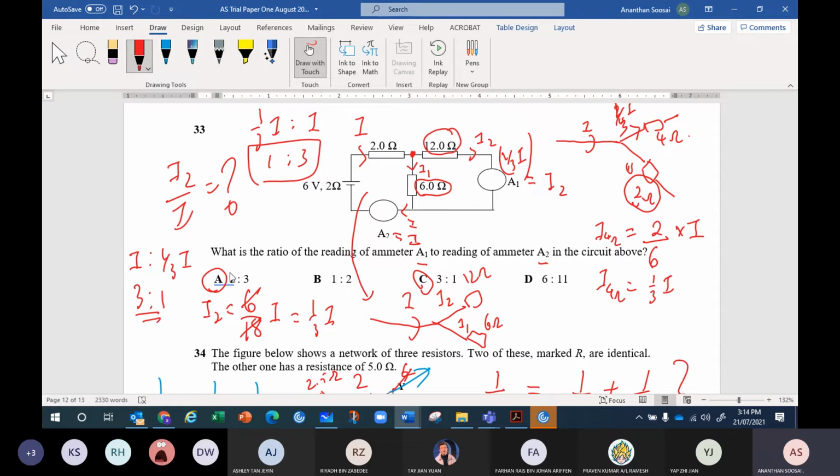But this is the concept to be used. If a current splits into 2 branches, and you want the current flowing in one branch in terms of the main current, use the ratio: take the opposite resistance over the total resistance times the main current. You get the fraction of current that flows there.